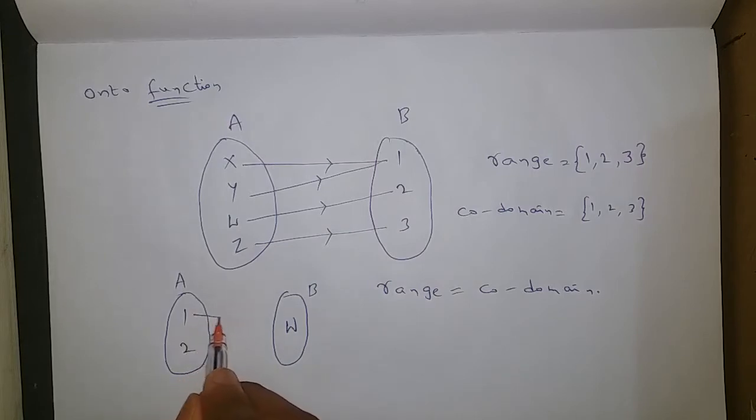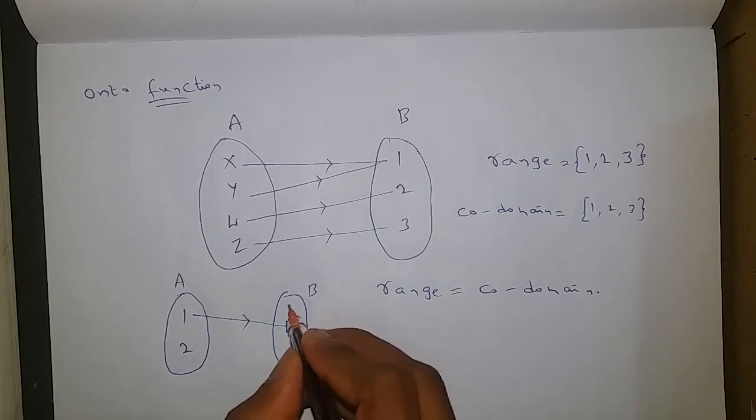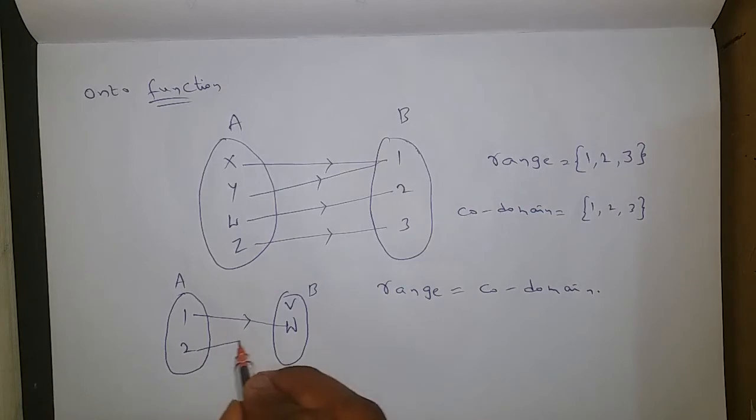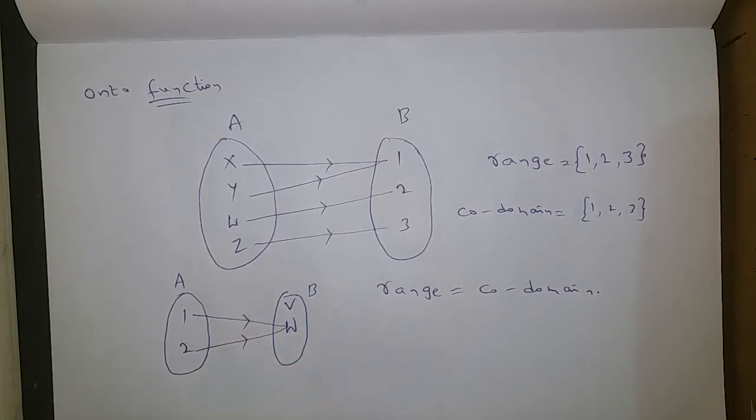Here 1 is related to W. Sorry, I will take one more also. V also I am taking. 2 is also related to W. Now check it here. Here the range is W, but codomain is V comma W. So in this case, range as well as codomain both are not equal. So this is not onto function.